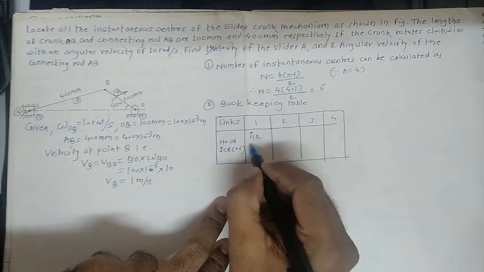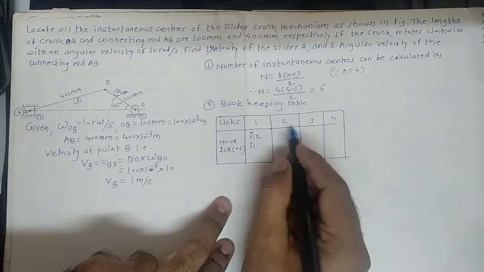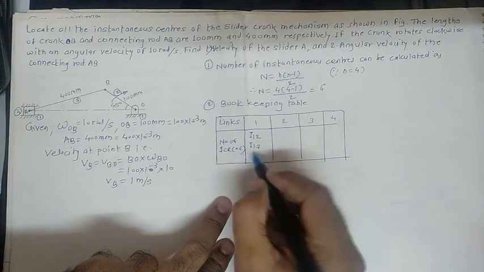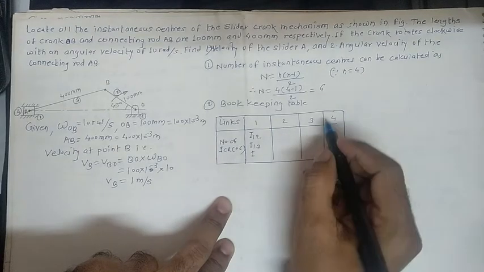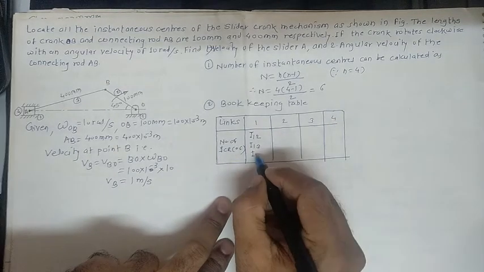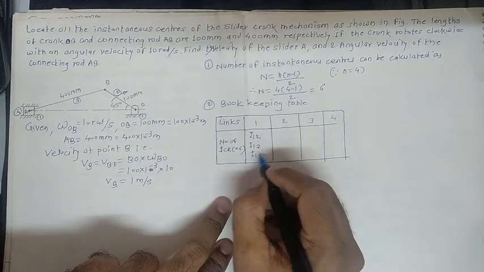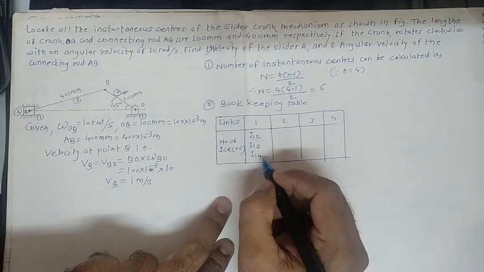Okay, next one I1: next to this 2, 3, next to this 3, 4. So we have I12, I13, I14. Okay, this one comes in this way.